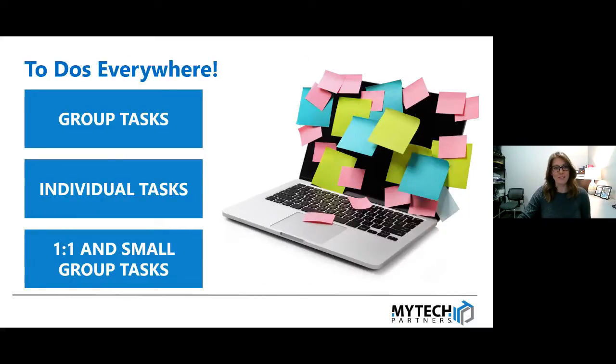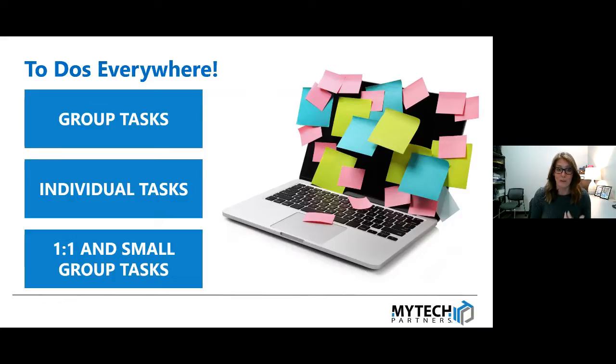All right, so to-dos everywhere. We talked before, there's so many different types of to-dos: group tasks, individual tasks, one-on-one, and maybe some small short-term collaboration tasks. The biggest challenge that I've seen is, I think a few years ago, we had meetings, let's say a department meeting, so group tasks here, where we're assigning different action items out of that meeting, and a couple years ago it was, where do those tasks live?